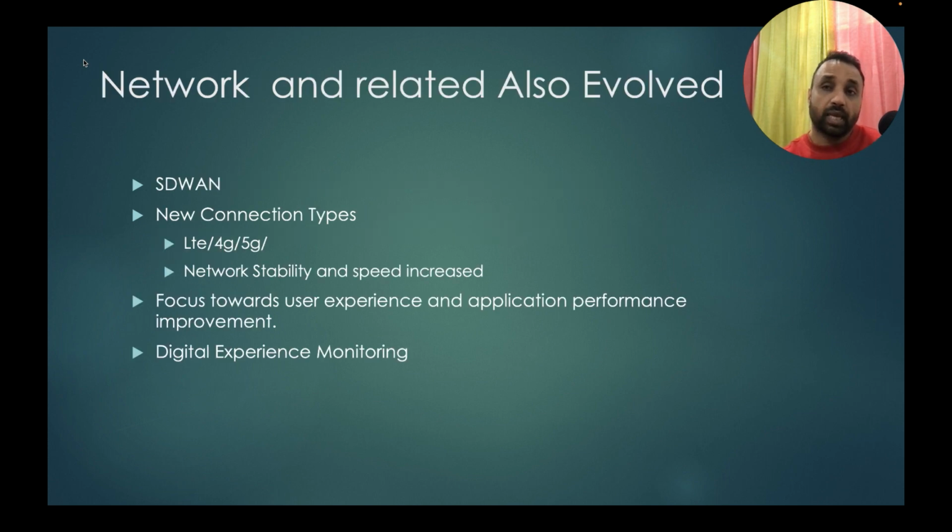Now, while cybersecurity was evolving from a traditional hardware model to a more SaaS oriented model, network was also evolving. SD-WAN, software defined WAN networks, new connection types, 4G, 5G came, network stability and speed increased. At least where I live, I don't experience much downtime from these internet providers. And even if it does happen, the system has become smart enough to find outages. It creates a ticket on its own, and engineers are called only when the issues are there.